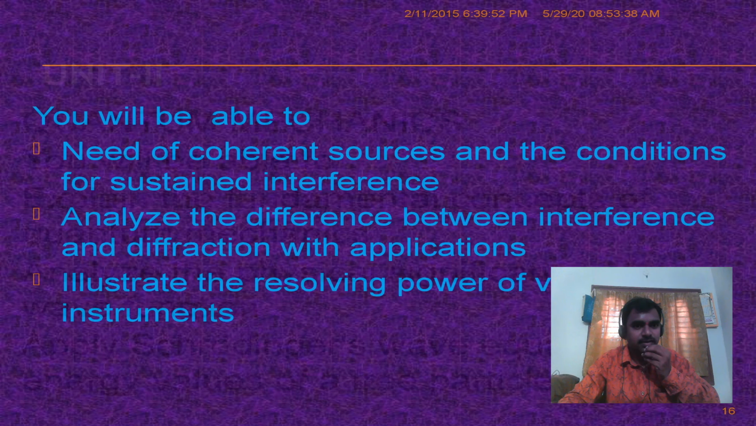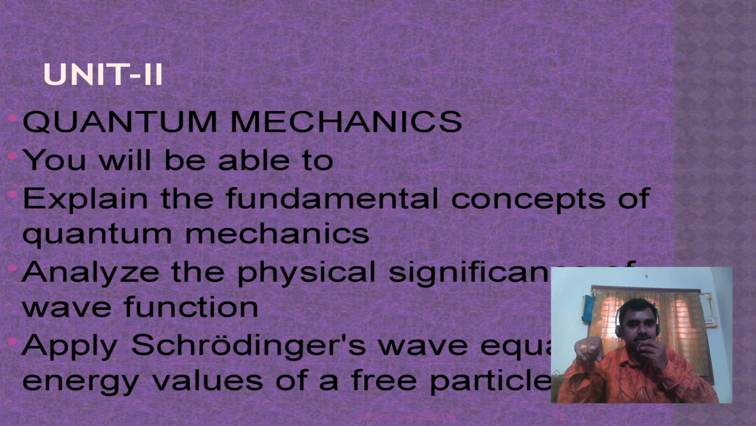As the second unit, we have to discuss quantum mechanics. Quantum mechanics was introduced at the end of the 19th century, around 1895, and at the start of 1900. Why it was introduced is that there were some failures in classical mechanics. To explain and overcome those failures in classical mechanics, quantum mechanics was introduced.